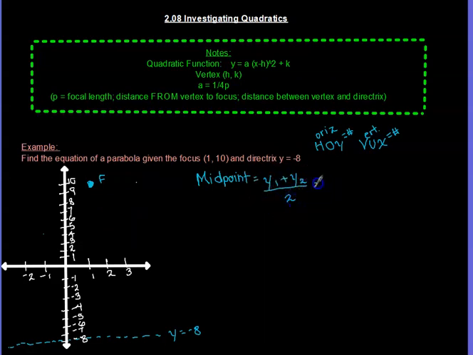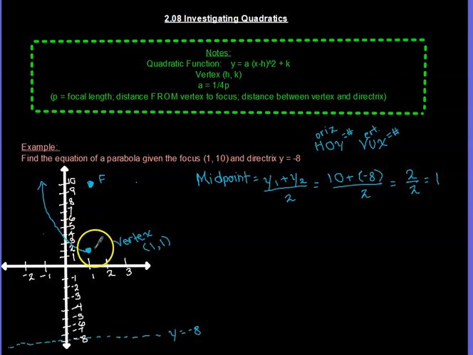So the y value for the focus is going to be 10, and the y value for the directrix is -8. 10 plus -8, signs don't match, subtract, take the sign of the bigger number, and then divide by 2, which is 1. So my midpoint here is going to be 1. And again, the x value doesn't change for the vertex. So the vertex is actually going to be at (1, 1), which is the midpoint between the focus and the directrix. And again, the parabola will always face in the direction of the focus. So I already know this faces upwards.